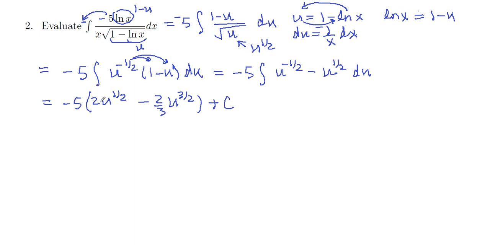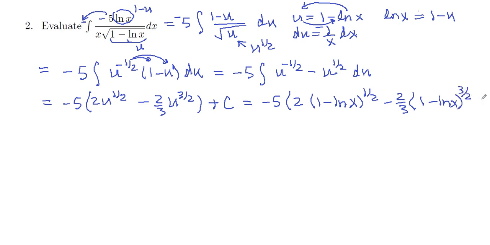So now we just have to switch back our u is 1 minus log x, and we got it. So we got a negative 5 out in front. This will be 2, and then this will be 1 minus log x to the 1/2 power, or square root if you want, minus 2/3, and then 1 minus ln x, and that gets a 3/2 power, and then plus c. And we got it. So use substitution on that one also.